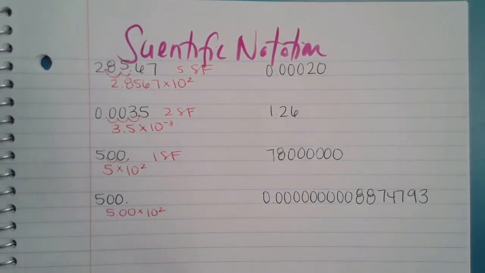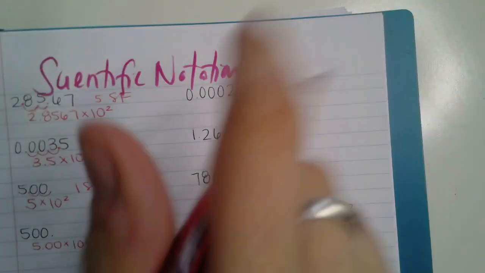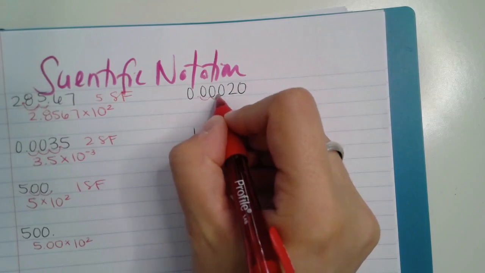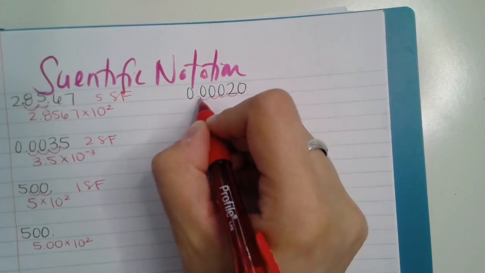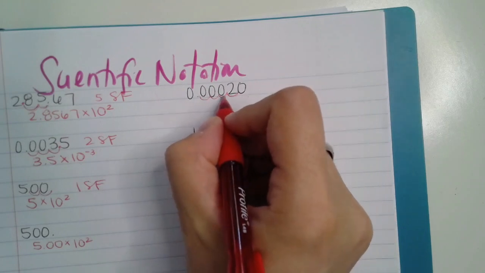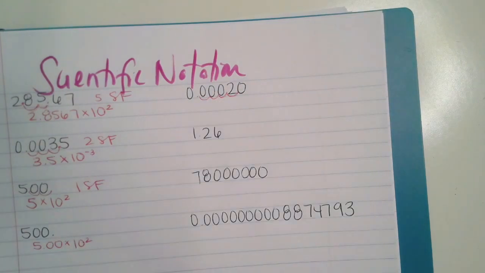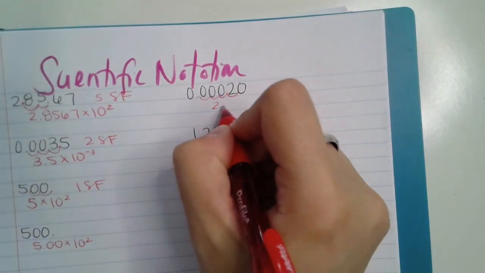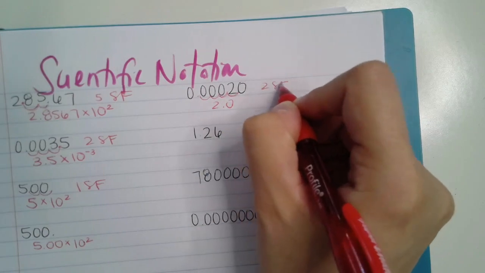This number here is less than 1, so let's move that decimal point over. Looks like we move it 1, 2, 3, 4 times. Now I literally still do that at 33 years old, after all this education. I still do 1, 2, 3, 4. So 2.0, because we have 2 significant figures, and we're going to times 10.